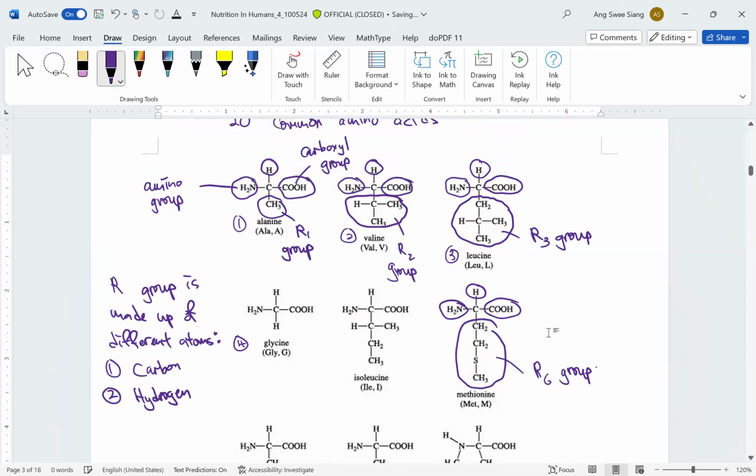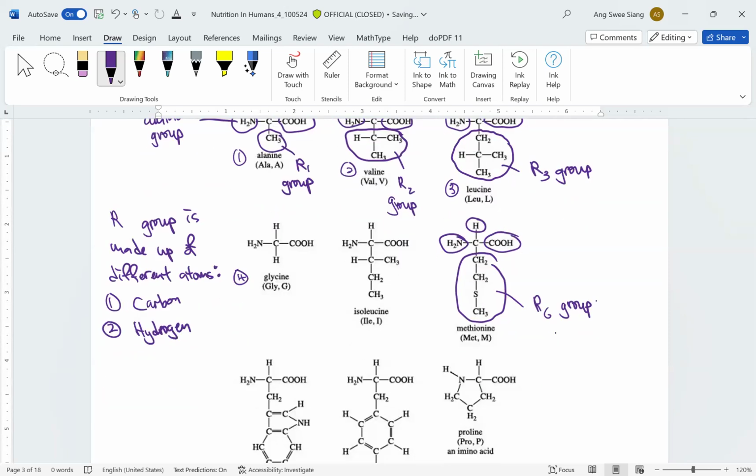Then if you look here, why I show you the R6 group is because of the sulfur. So sometimes you may see sulfur atoms inside the R group.